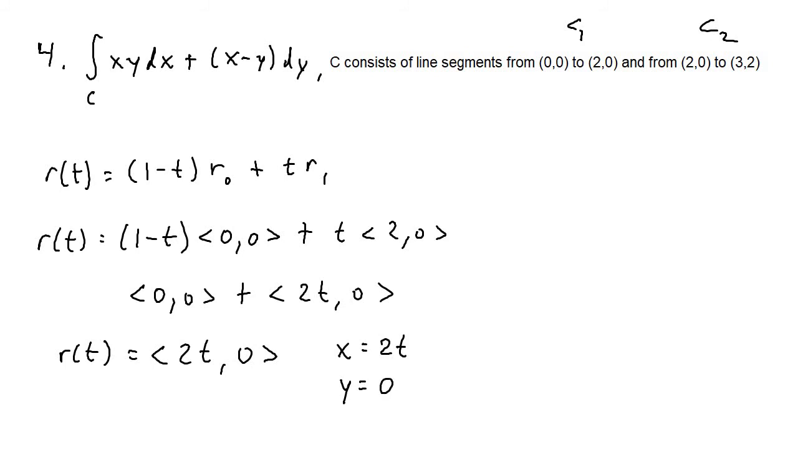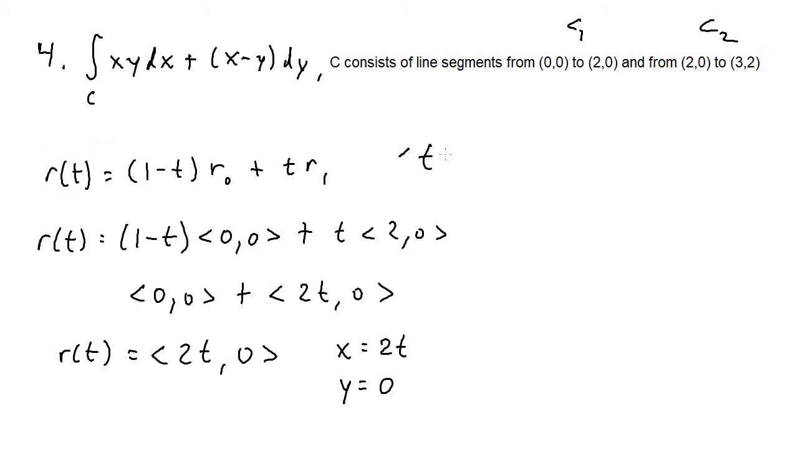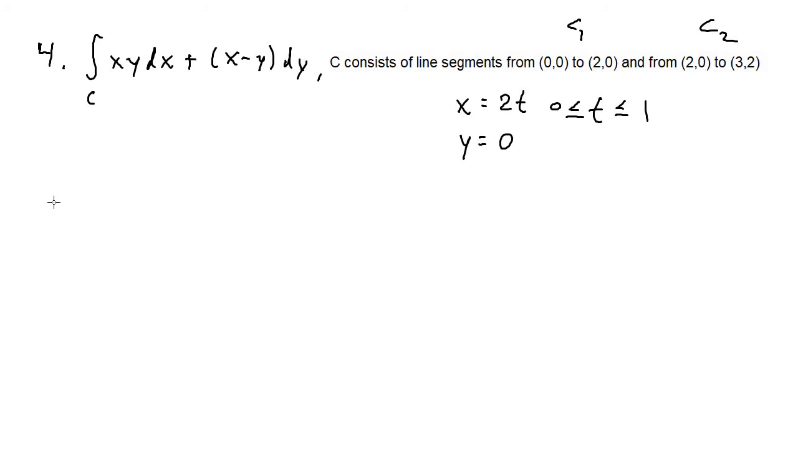Now I forgot to mention this earlier, but whenever we use this exact equation, the t-bounds are always going to be from 0 to 1. So now let's go ahead and set up the integral along the first line segment C1.